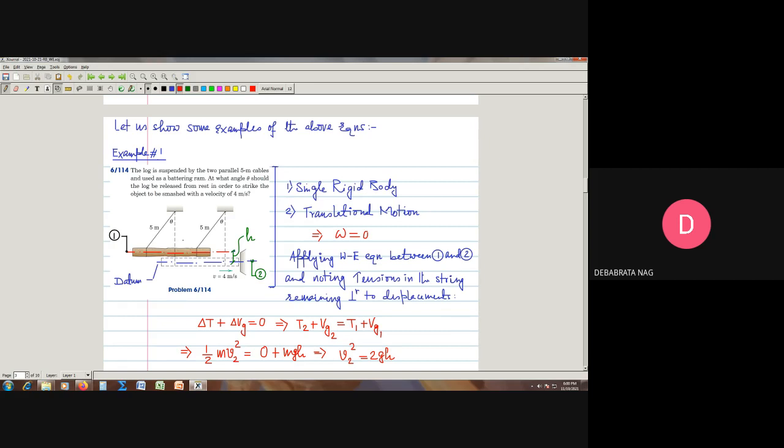If I call this initial configuration, from where the battering ram was released with no velocity, configuration 1, and this is going to be my final configuration, that means the position shown as a dotted line, the final position of the ram has been shown with this dotted line. We take this position as our position number 2, which is going to be our final position.